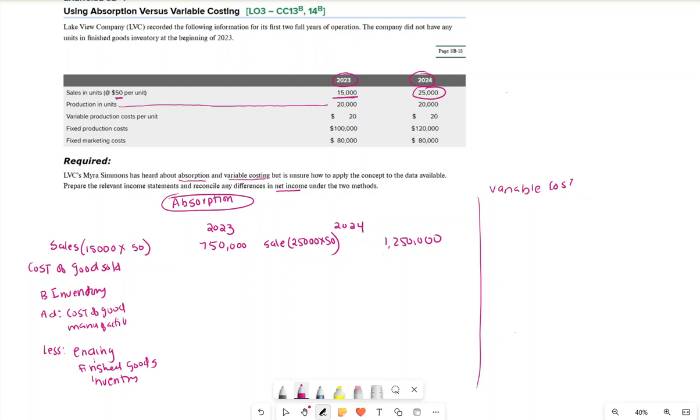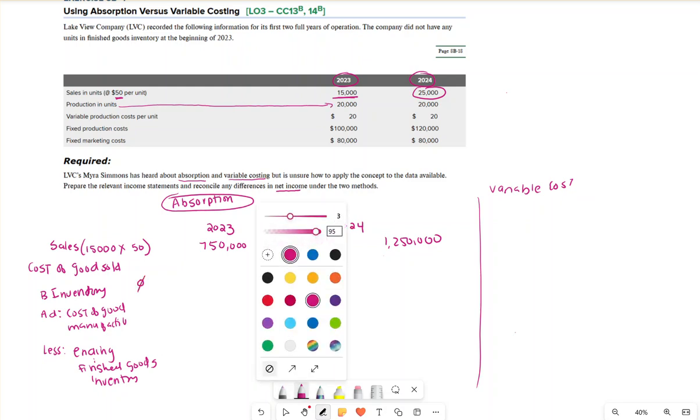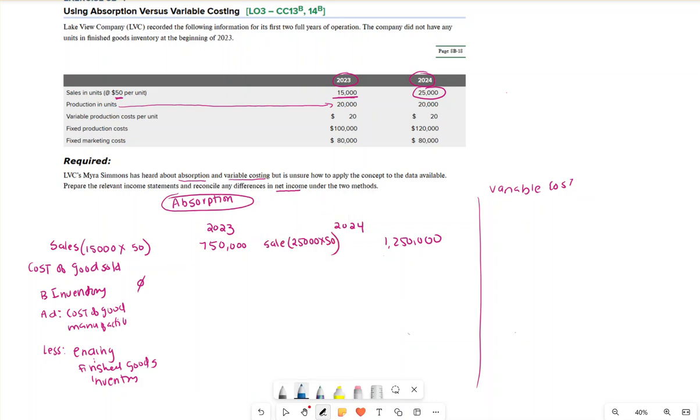They didn't tell us. So in this case, our beginning inventory is 0. The reason why it is 0 is because this is the first 2 years of their operation. This is the first year and this is my second year. We started with 0, and we are going to add the cost of goods that we manufactured. How many units we produce, 20,000 units we produce.